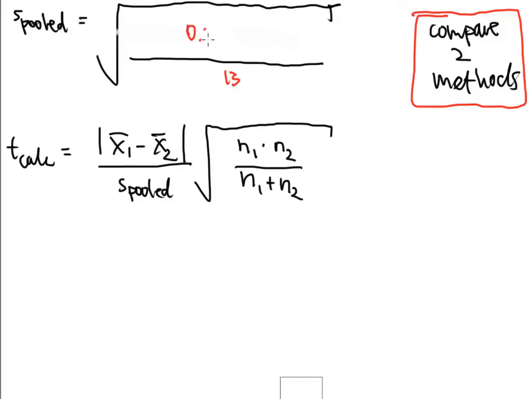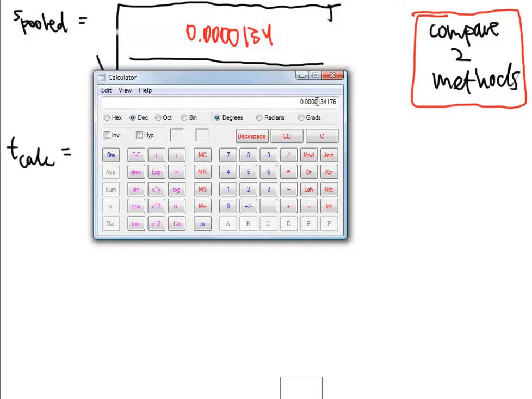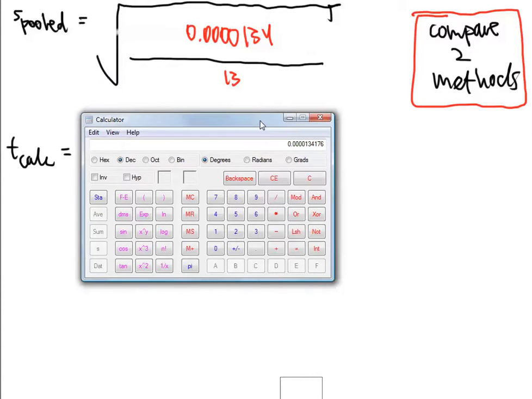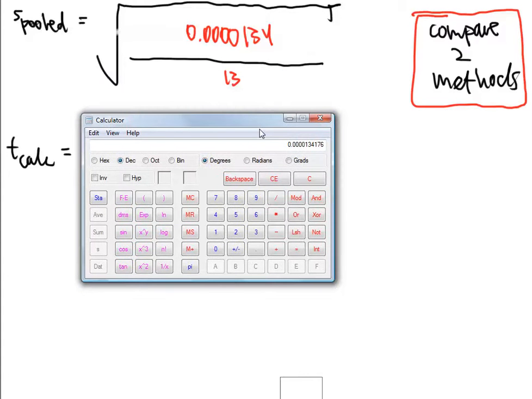Four zeros, 1, 2, 3, 4, and a 134 that happens afterward, right? 0.000134. Take that number, we're going to divide that by 13. That's my answer. Notice it's to the negative sixth. So that means there's 5 zeros out in front of this number and then a 103 that follows it.